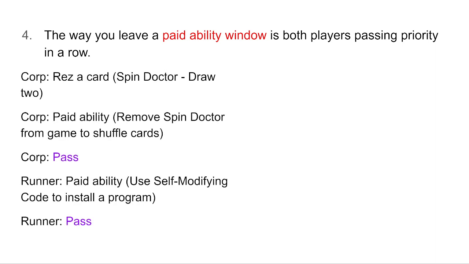So something like this, where the corp rezes a card, and then they're going to do a paid ability. It's still their turn because they haven't passed. They're going to use the Spin Doctor. They pass, and then the runner says, oh, okay, I'm going to use a paid ability, and I pass back to you. They haven't both passed priority in a row, so they would still be in that paid ability window. The corp would get to do something.